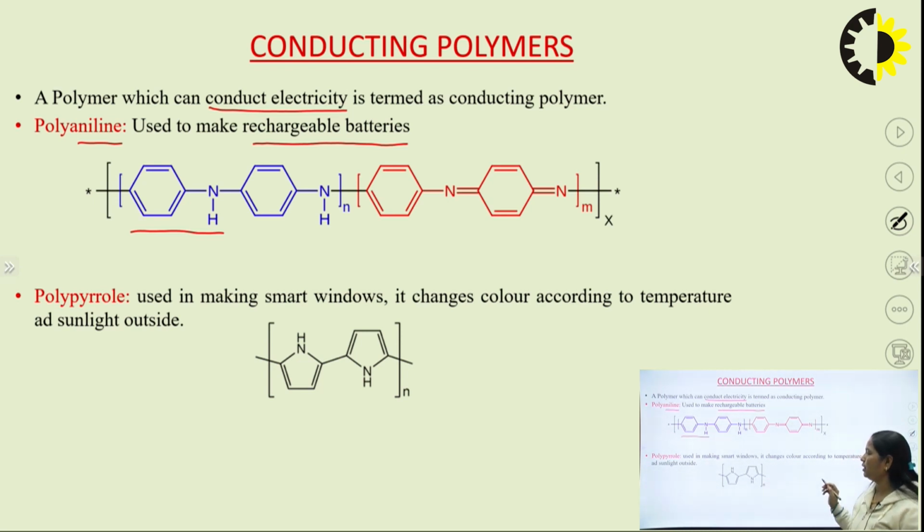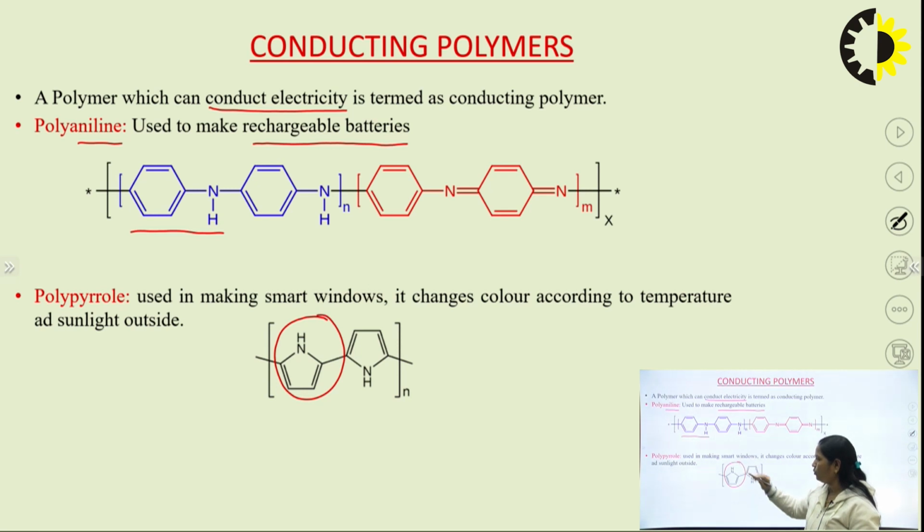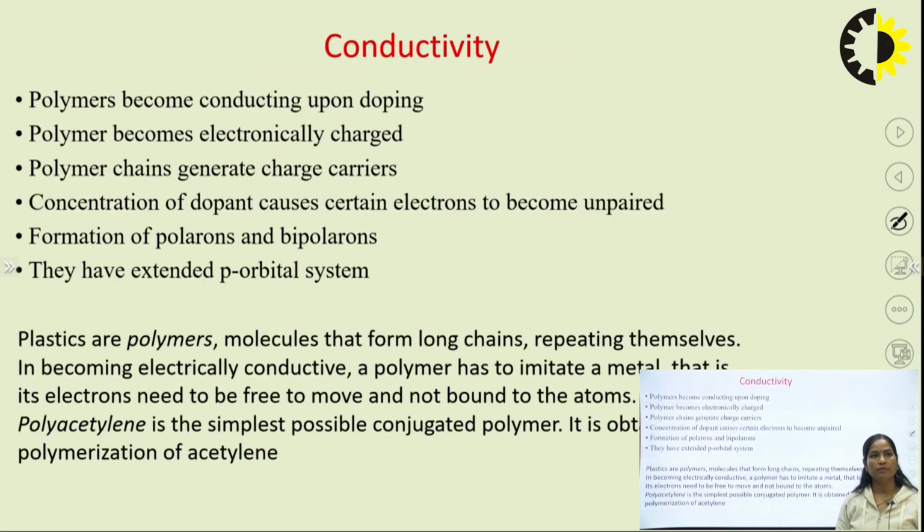Another example here is polypyrrole, which is formed by the polymerization of the pyrrole unit, and this conducting polymer is useful in making smart windows, the windows which can change color according to the temperature and sunlight outside. So these are the examples of conducting polymers which we are using nowadays.